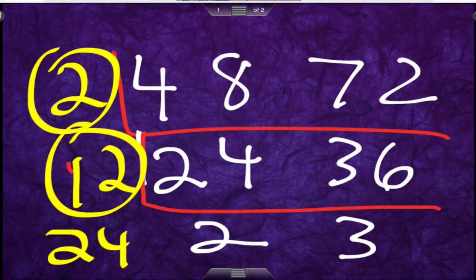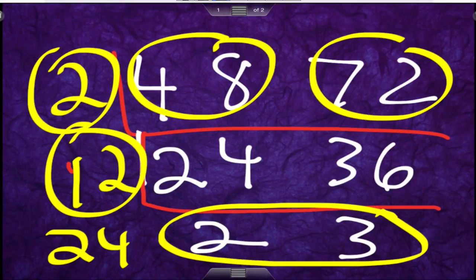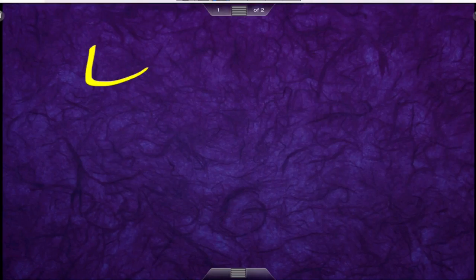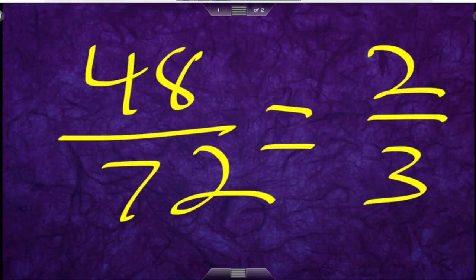There's one other note. If you look carefully at the 2 and 3 at the bottom, the numbers that you get at the bottom, if you would take these two numbers, 48 and 72, and make them into a fraction, if you simplify them, it'll be 2/3. So you could use a division ladder to simplify also.